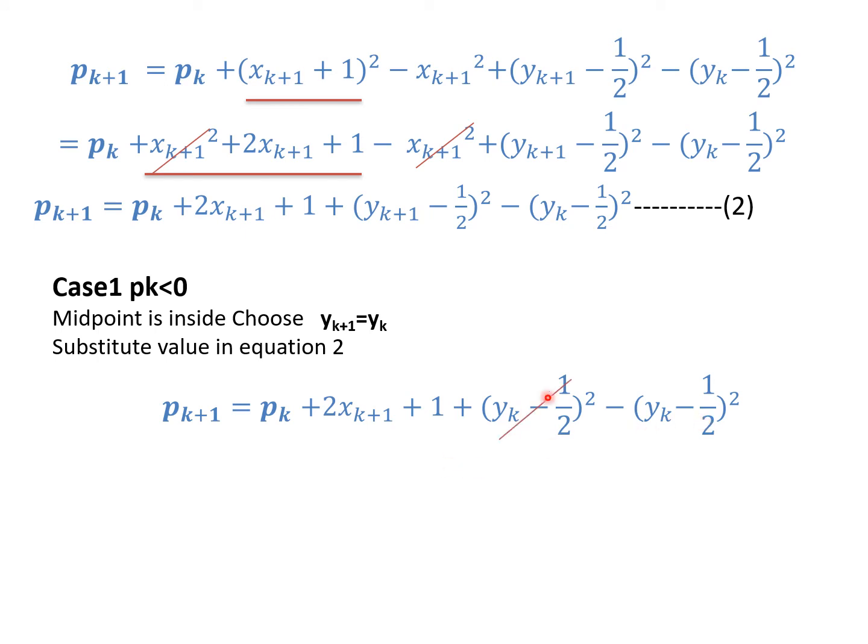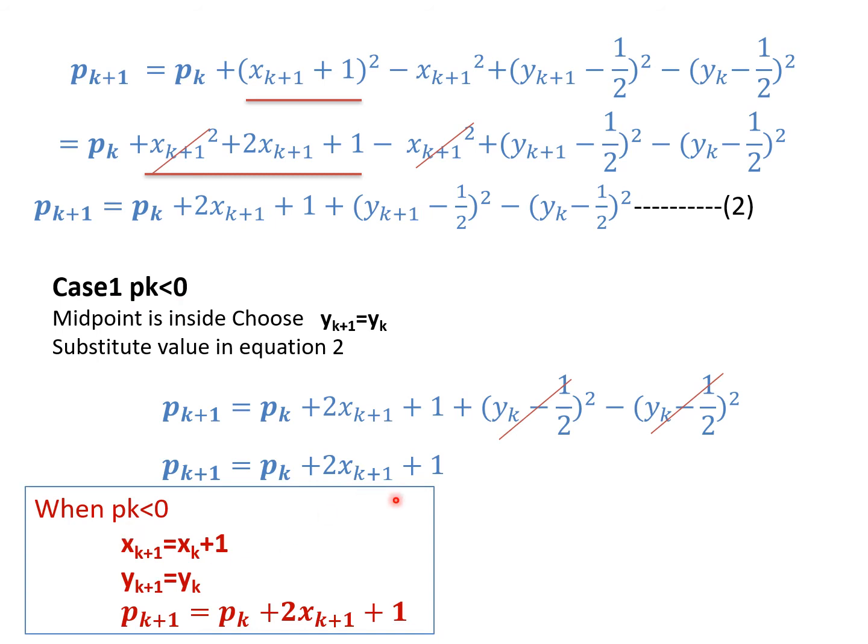What happens over here is this term and this term get cancelled out, and pk plus 1 reduces to this format, and this is a formula that will be used in the algorithm inside the loop to find every time the next decision parameter whenever the current decision parameter is less than 0. So we summarize the calculation for the decision parameter less than 0. X is incremented by 1. Y is decided to be the pixel which is outside the circle, which is yk. And the next decision parameter is calculated as this. So these calculations will be implemented in the algorithm.